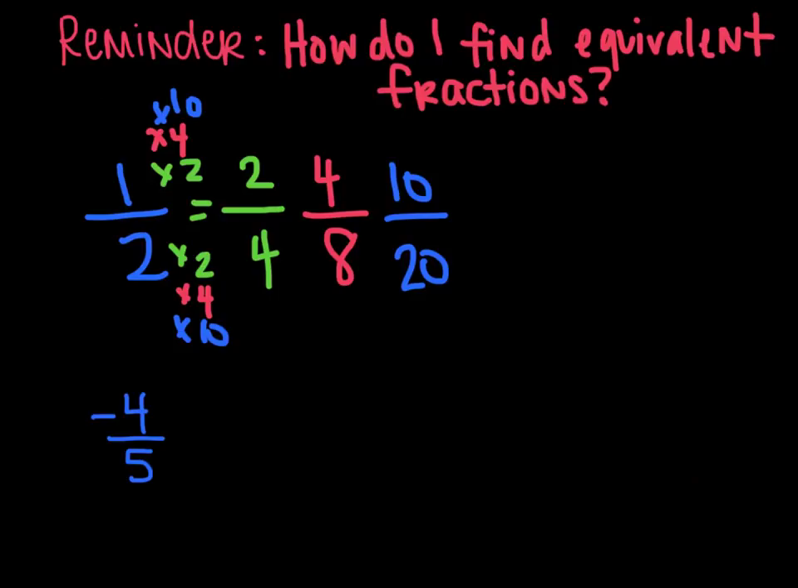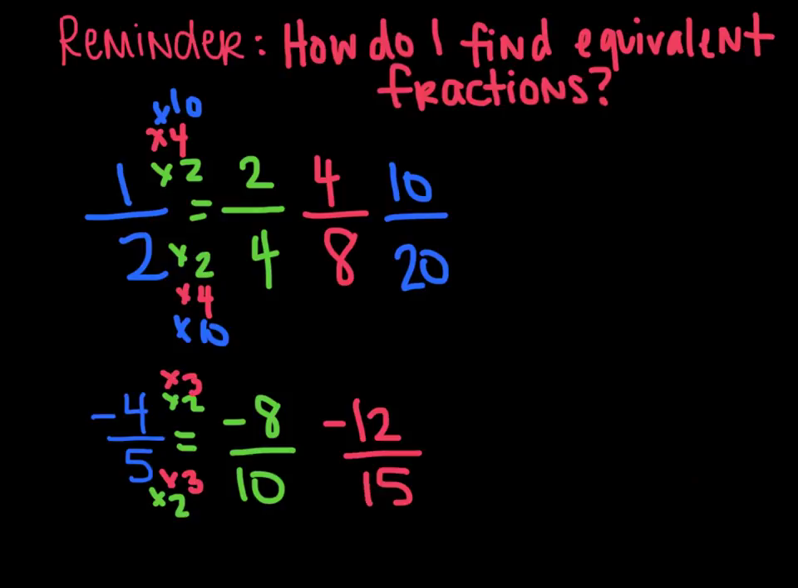Same thing is true with negatives. Okay, I can multiply by 2, and I would get -8/10. I could multiply by 3, and I would get -12/15. And I could multiply by 7, and I would get -28/35. It doesn't matter, but just a quick review for you.